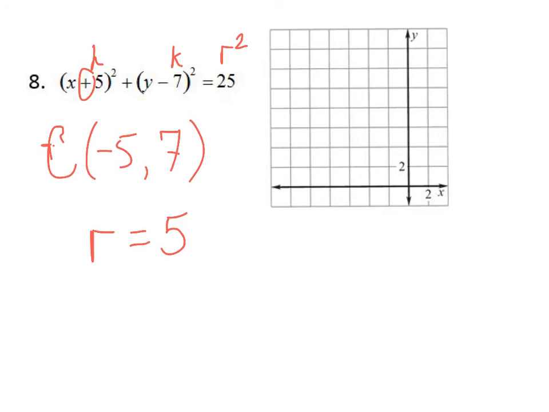So when I graph this point, remember you're going by 2's in this case, so negative 5 is going to be right here, and positive 7 is going to be right here. So my center is actually going to be right at that point, and then I'm going 5 for my radius. So 5 to the right, I'm going 5 down, I'm going 5 to the left, and I'm going 5 up. And then just try to connect those points with a nice circle.